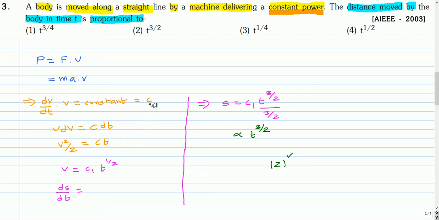And let that constant be c. So from this, by integrating, we get v square by 2 equal to c into t. That is, v is proportional to t raised to the power half. And velocity is rate of change of displacement. So that is ds by dt. From this, we get s as, by integrating again, t raised to the power 3 by 2. So the distance moved is proportional to t raised to the power 3 by 2. So the correct option is option 2.